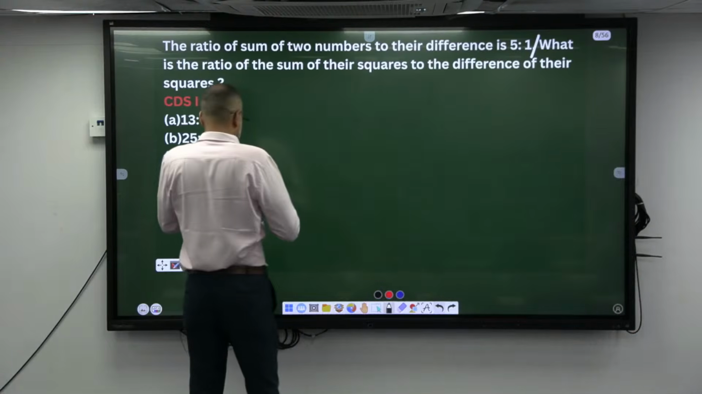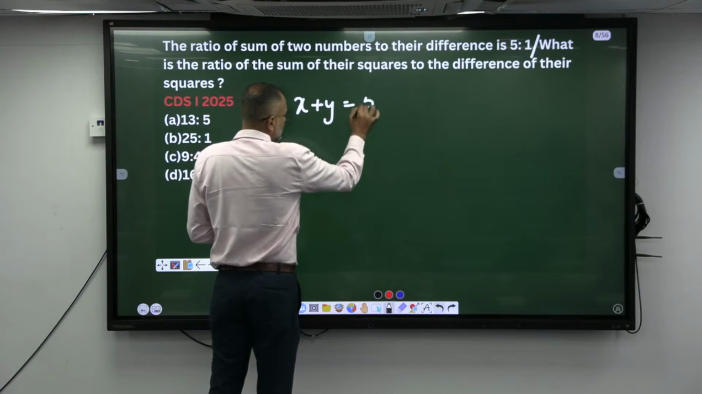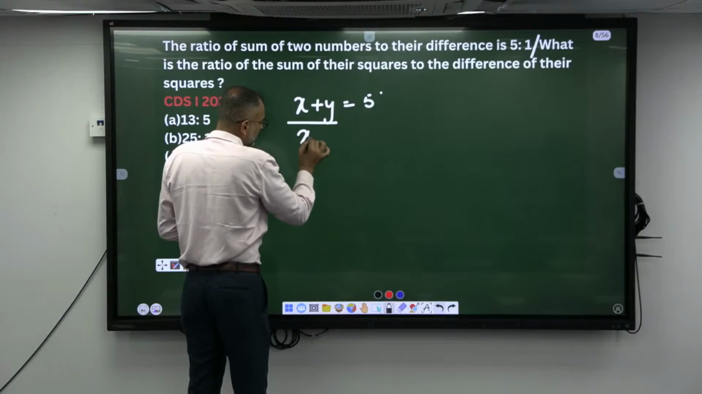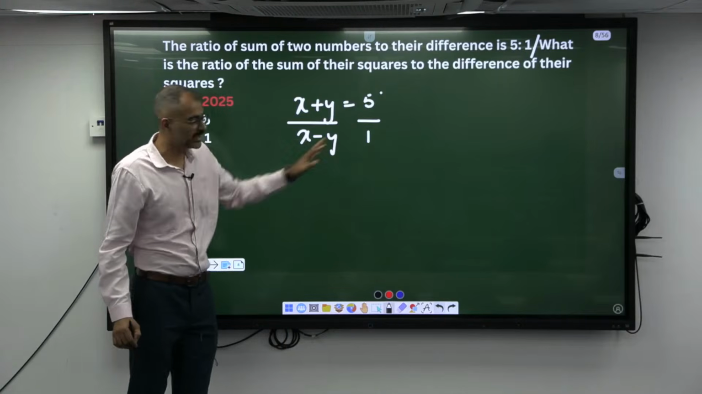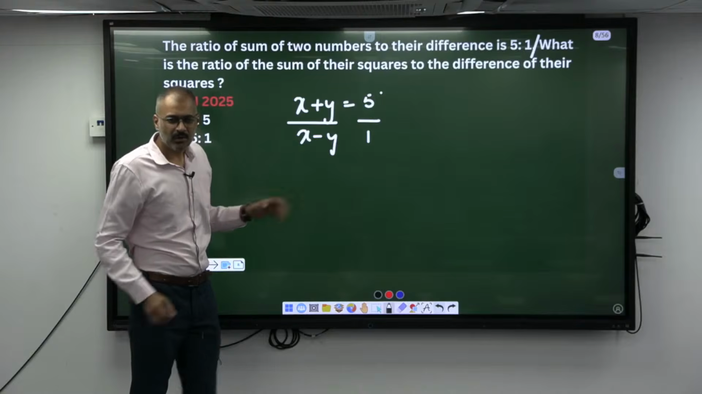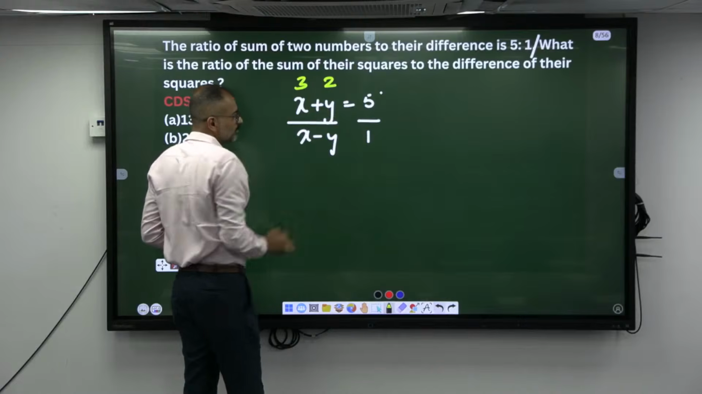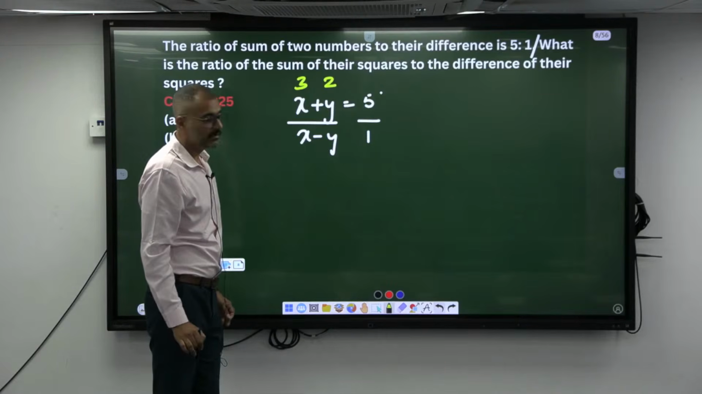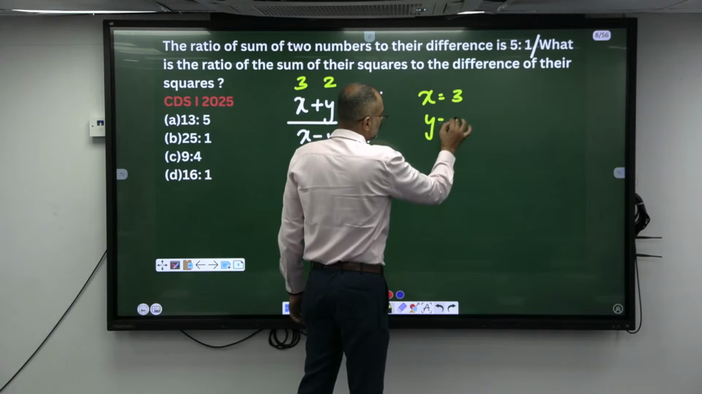So there are 2 numbers you can consider. When you add these 2 numbers, the result has to be 5. When you take the difference, the result has to be 1. That is, x plus y is equal to 5, x minus y is equal to 1. Go for trial and error here. This has to be 3 and 2, the only possible value. So x is equal to 3 and y is equal to 2.